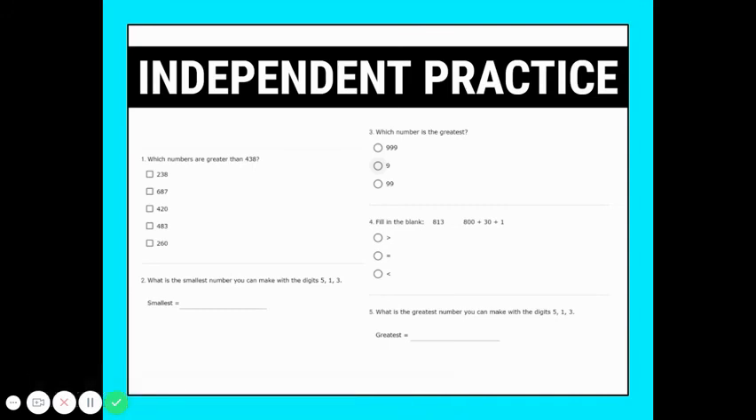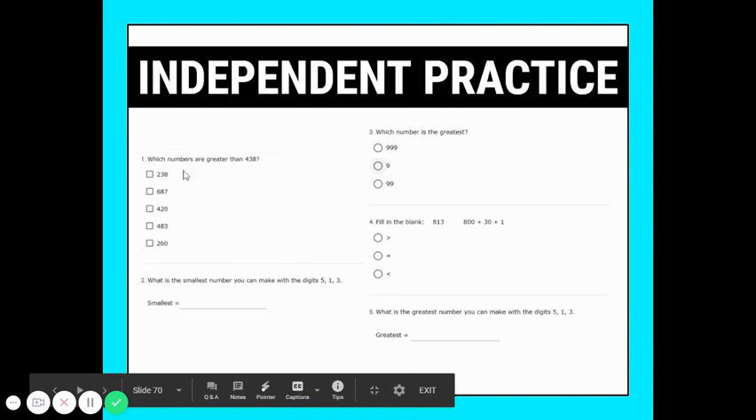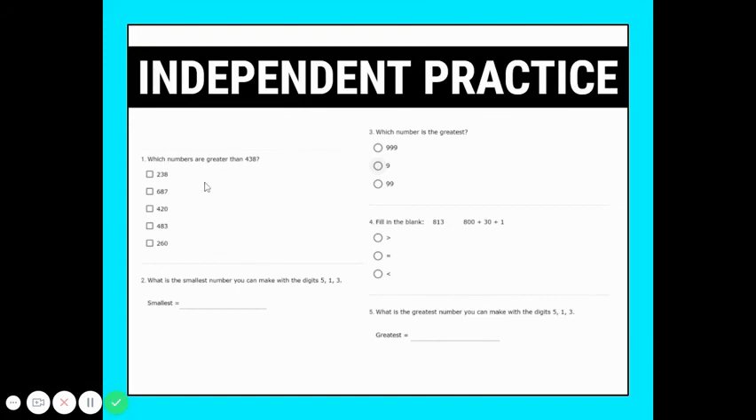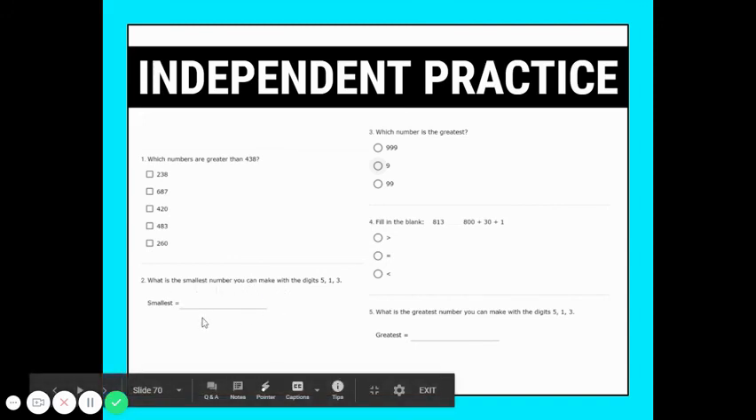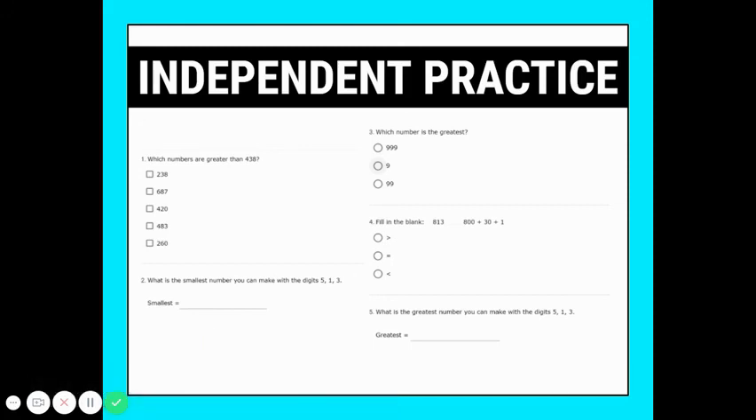All right, so now you're going to move on to your independent practice, and you are going to have a quiz in Edgenuity. And your numbers may be different. They may go in a different order, but I'll kind of go over what each one is. So this first one, it says which numbers are greater than 438. So you're going to check mark any numbers that are more than 438. And there could be more than one. The next one, it says what is the smallest number you can make with the digits 5, 1, and 3. So figure out which number is the smallest. You might want to do what we did when we were practicing, where we list all the different numbers you can create, and then you find the smallest.